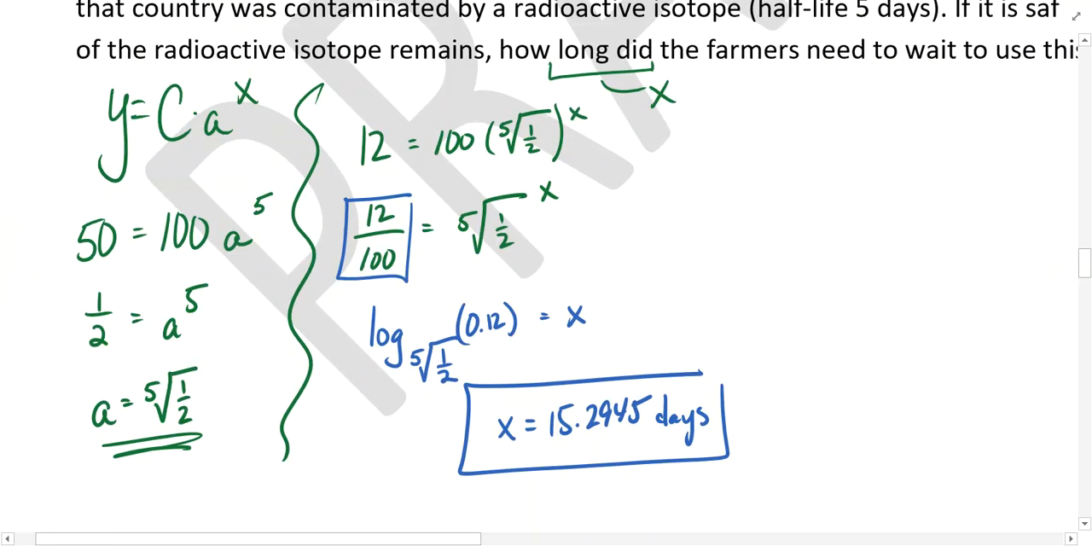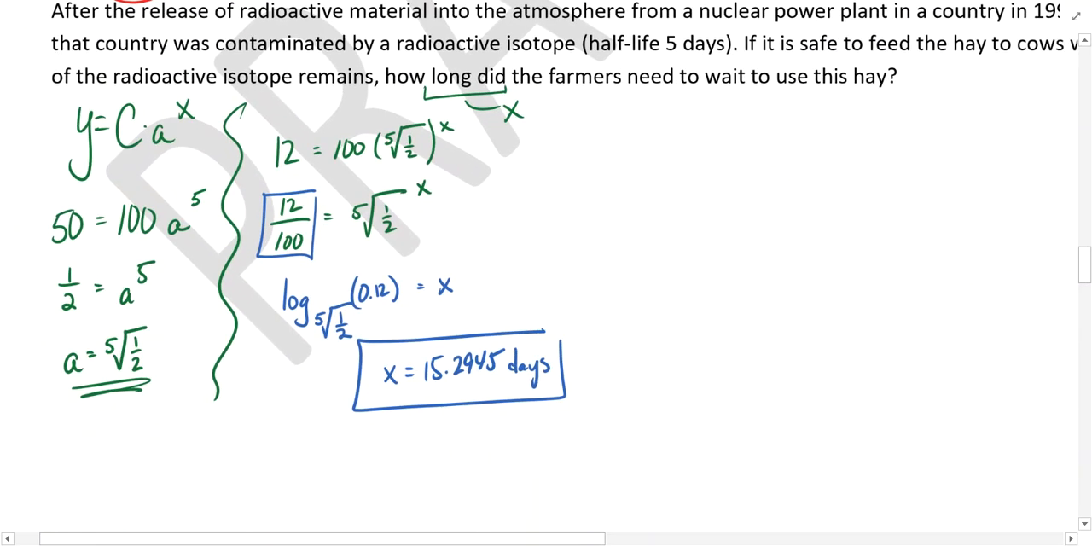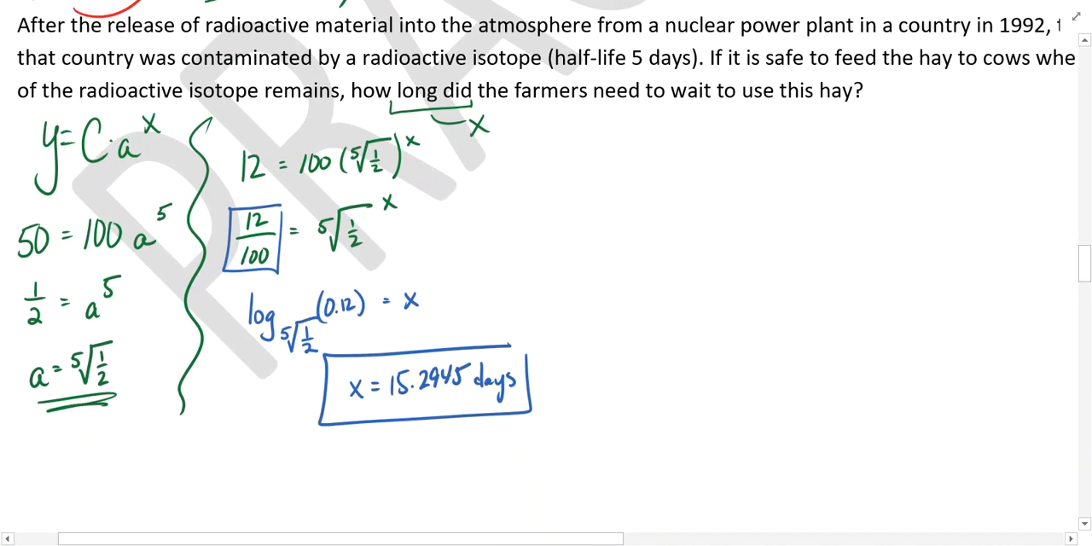So evidently, based on the radioactive material that was released in the atmosphere, when it only has a half-life of 5 days, it would be safe to feed hay to the cows after the farmer waits a little over 15 days.